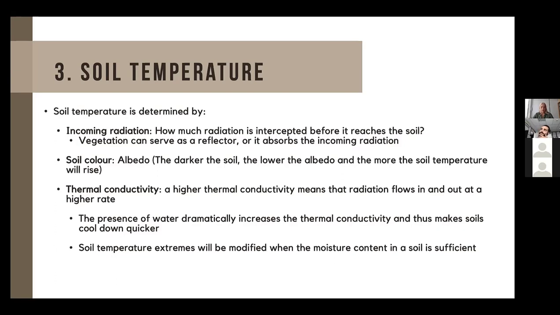Another aspect that's important is thermal conductivity. A higher thermal conductivity means that the radiation flows in and out at a faster rate. For example, water has a very high thermal conductivity. So this means that the presence of water dramatically increases the thermal conductivity and makes soils cool down way quicker. So this shows that soil temperature extremes are also modified when the soil moisture content is sufficient. This is very important to take into account when looking at microclimates.